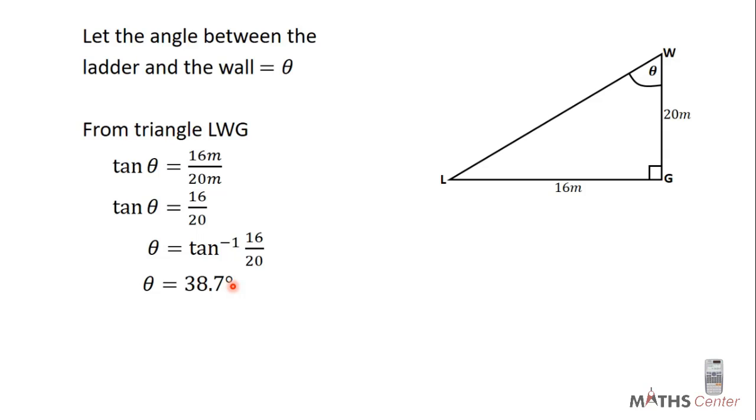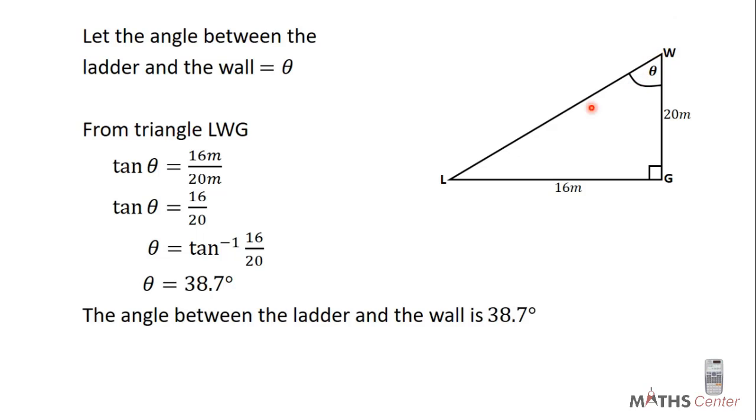The question said we should correct our answer to 3 significant figures. So if you find this on your calculator and you correct your answer to 3 significant figures, you are going to have 38.7 degrees. If you watch the video on approximations, I explained how to correct your answer to a given significant figure. So it means that the angle between the ladder and the wall is 38.7 degrees.